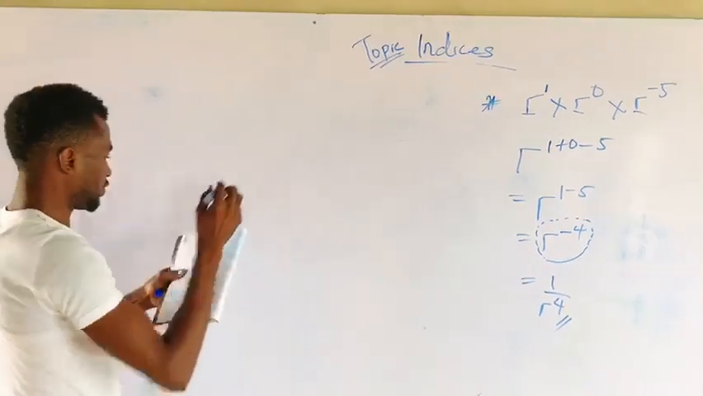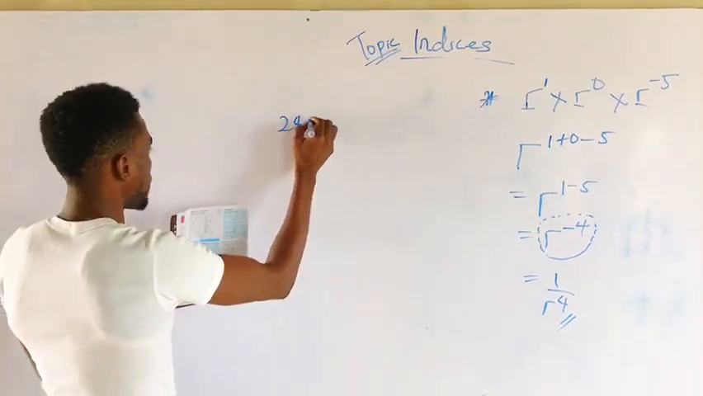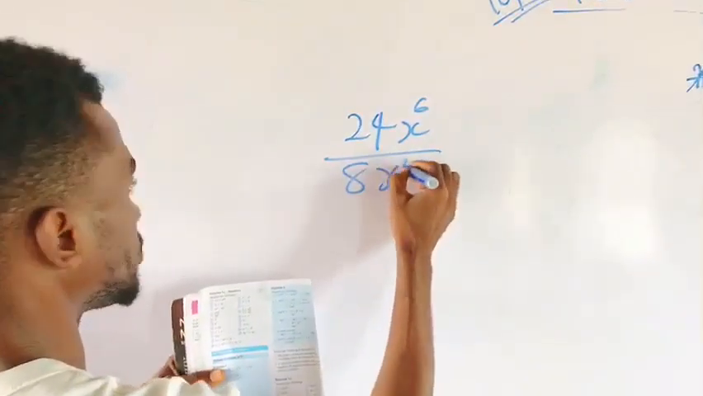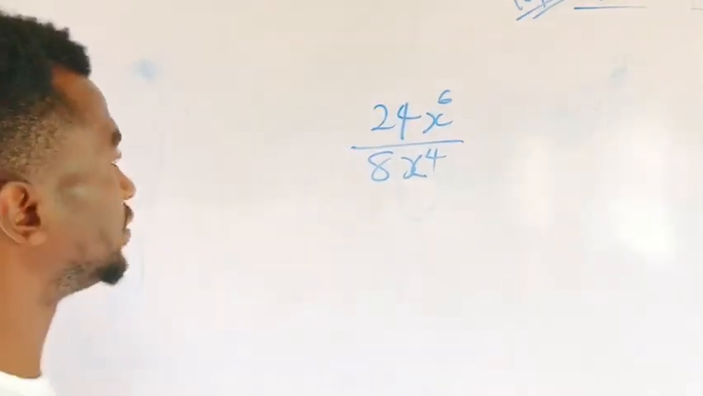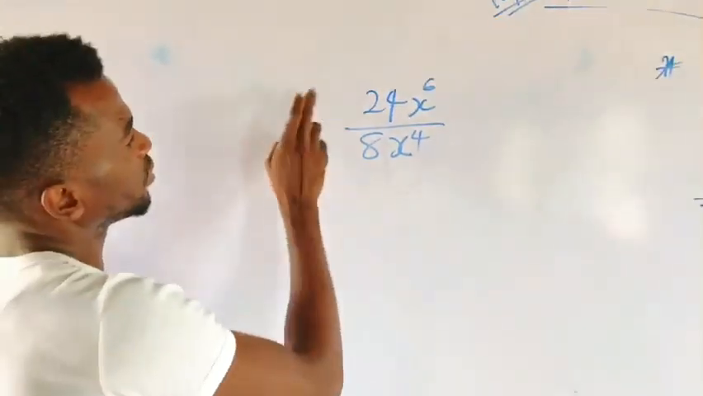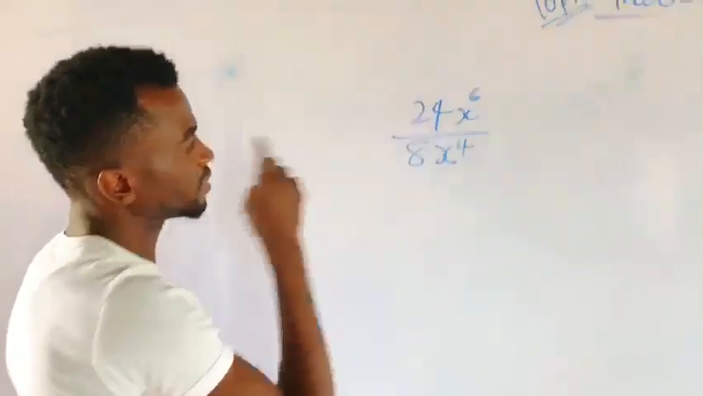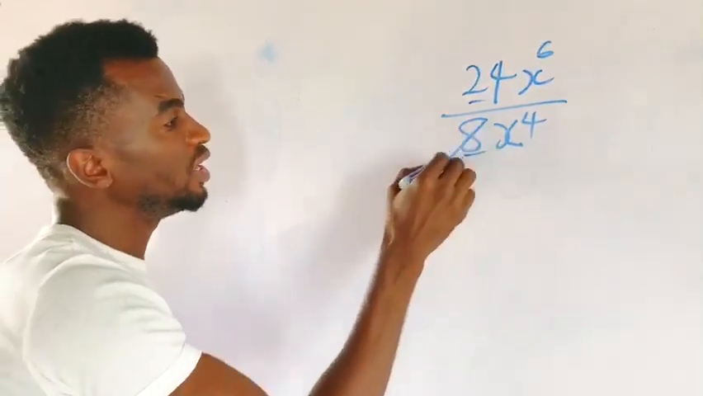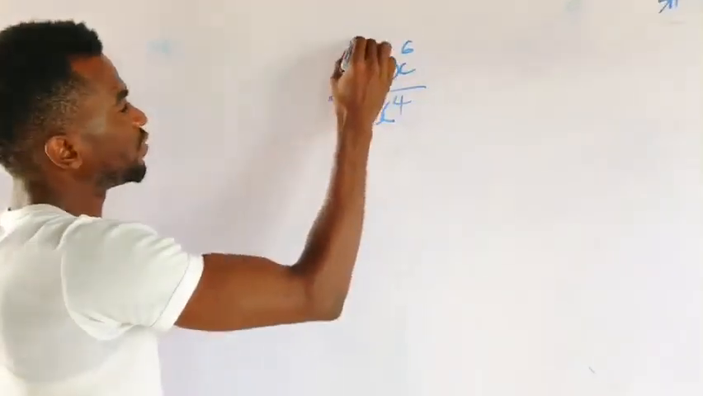Okay, let's solve 24x raised to the power of 6 divided by 8x raised to the power of 4. If this is what you are having, observe, these constants can cancel each other. 8 into 8 is 1, 8 into 24 is 3.